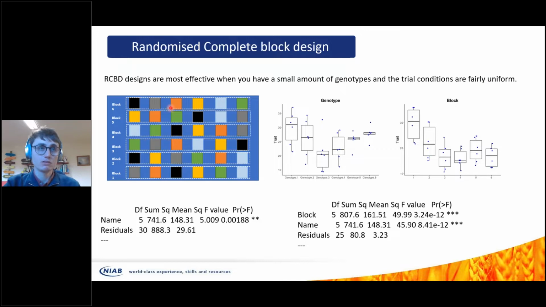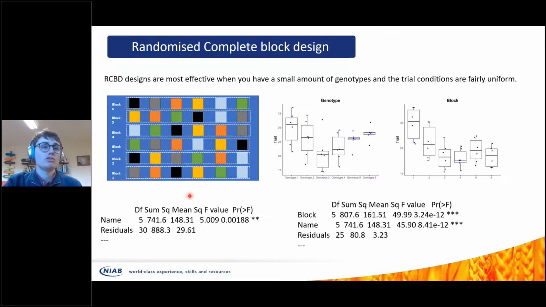fairly uniform. In this case, we have a block size of 6, which is a good block size. So we can use a randomized complete block design because we only have 6 genotypes. And the benefit of doing that, if we look at this made-up data of this trait effect, is that we can see the genotypic effect is present, but it's quite variable.